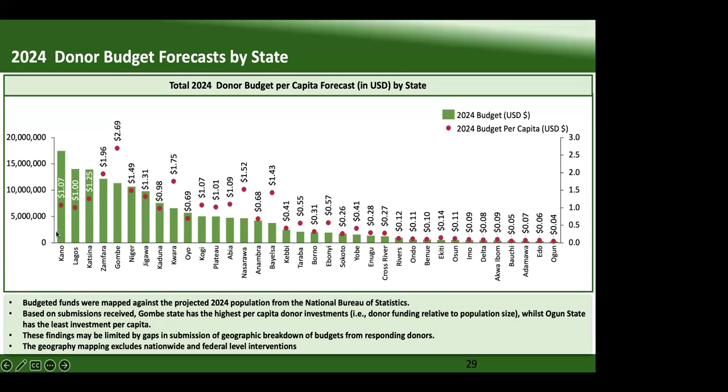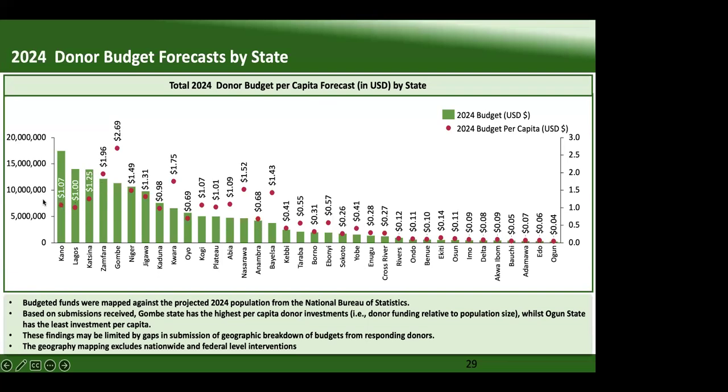These are a calculation of, sorry, Kano got over, did I say 1 million? No, Kano got over about 16, 17 million US dollars, please. Whereas Ogun State got somewhere around, I think, about 1 million or so.